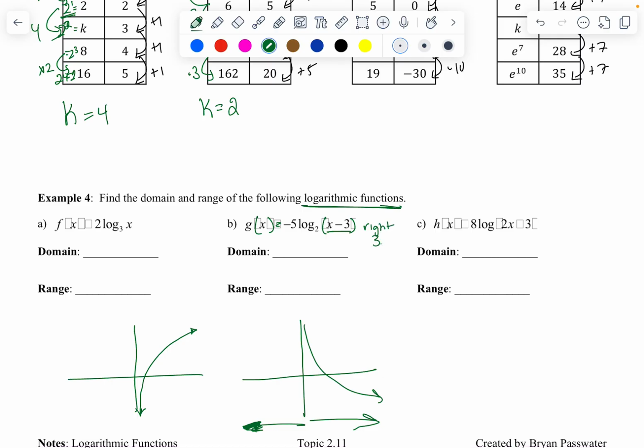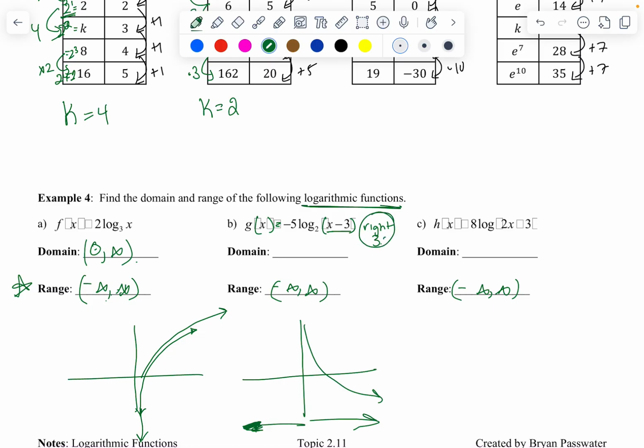So if there's no movement, the domain does not change. It's from 0 to infinity. And the range never changes, even if there is an up and down movement. It's from -infinity to infinity. So the range for log functions will always be -infinity to infinity. Because even if you move up and down, it's still just going further down and further up. But the domain does change based on the left and right movements.